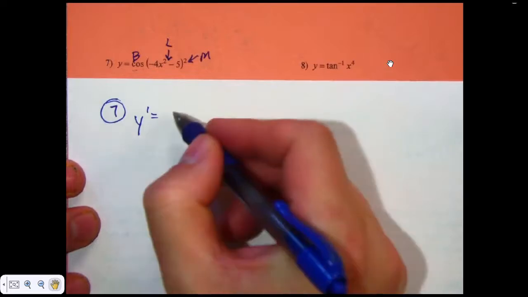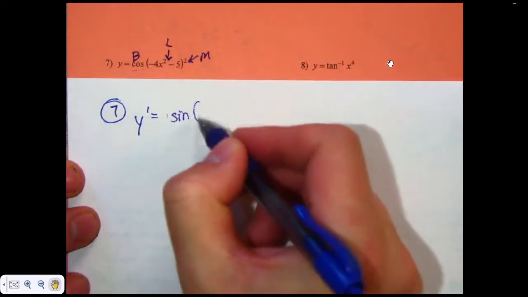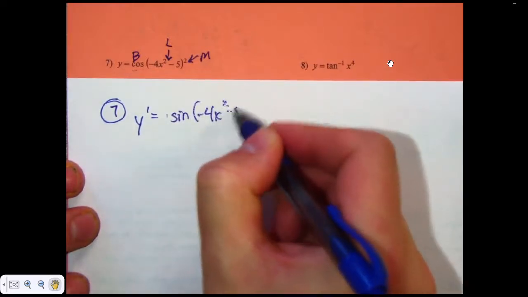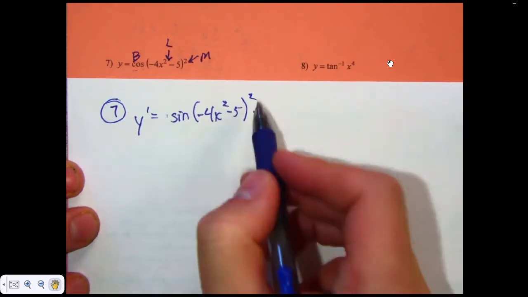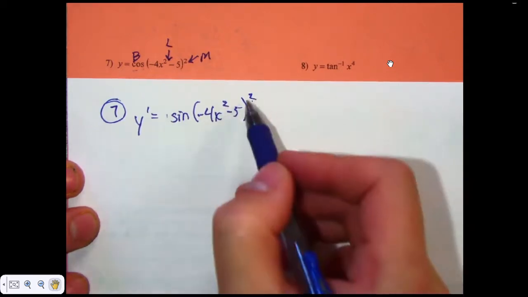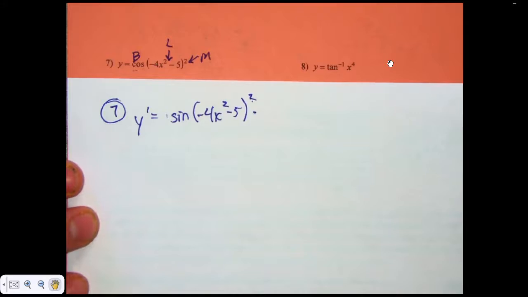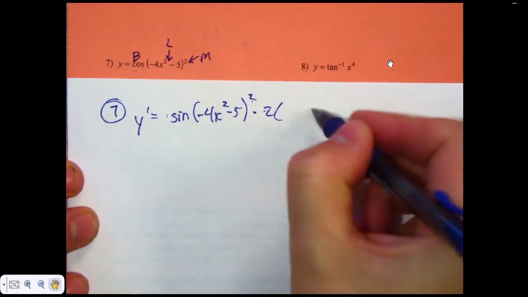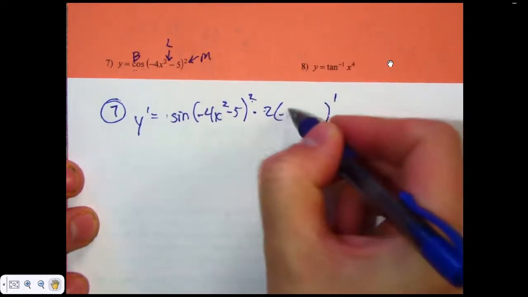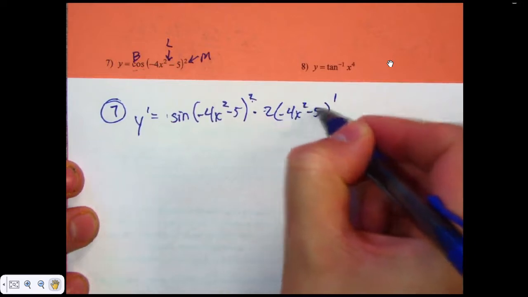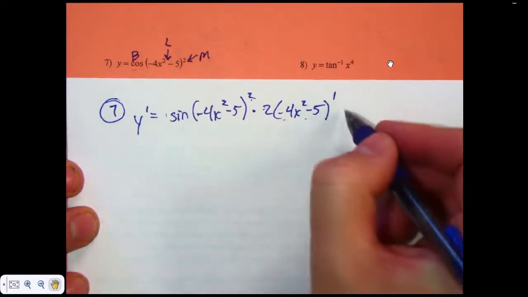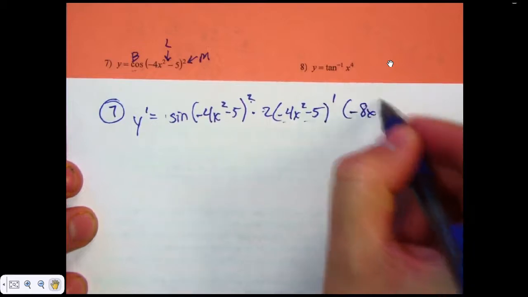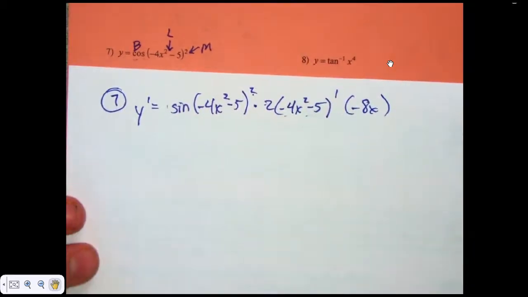So take the derivative of the big guy first. The derivative of cosine is sine. You leave the little guy alone. And then I move on to the middle. So the next level is the squared. So the derivative of the squared is you bring it down, you reduce the power by 1, and leave the inside alone. And then finally I get to the little, so the derivative of negative 4x squared minus 5 is negative 8x. And you could have actually just left your answer like this.